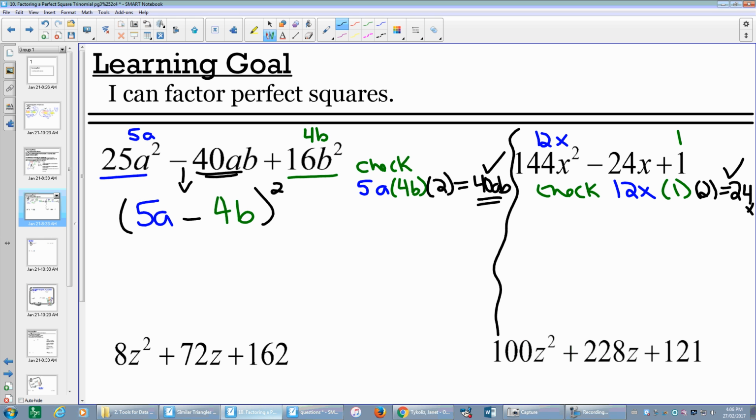So my final answer here will be bracket 12x, take the sign of the middle, minus 1, bracket squared.